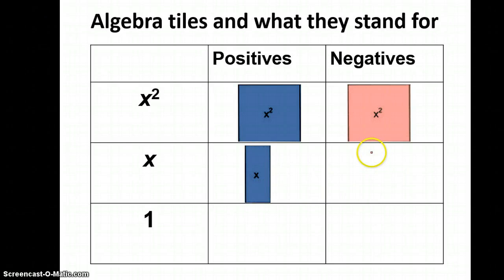And then, of course, a negative x would be a red rectangle. And then the unit of 1 is going to be a smaller square. And then a negative 1 would be a red square.